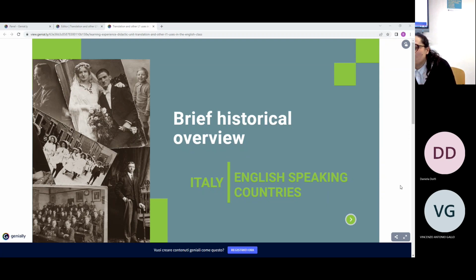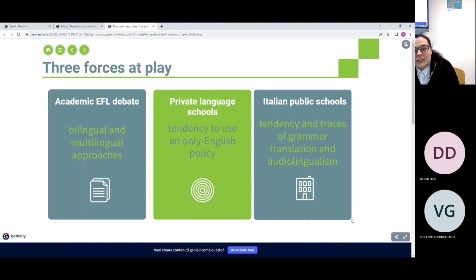But the first thing that we have to notice is that there is a difference in the tradition of the use of L1 and translation in the English-speaking countries and in Italy when it comes to language teaching. So we actually have different forces at play, and thinking about Italy and Italian language teaching, I can see that there are three different forces at play here.